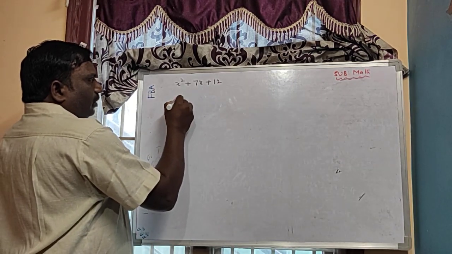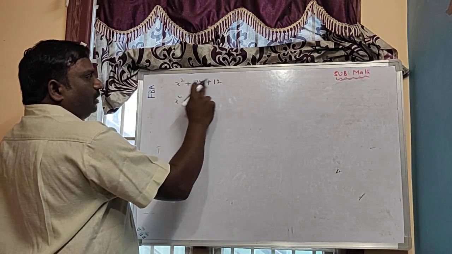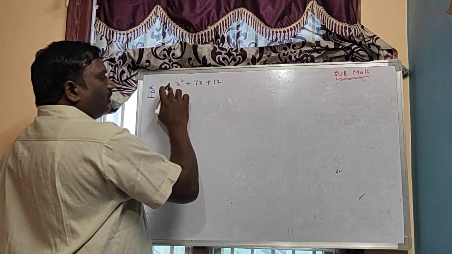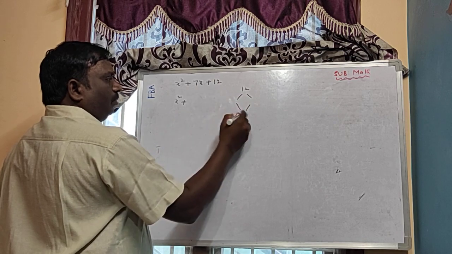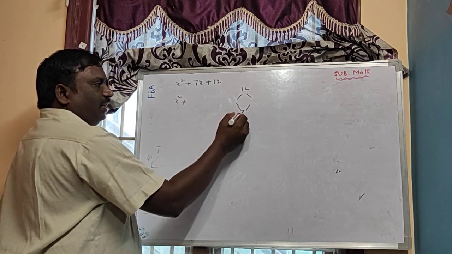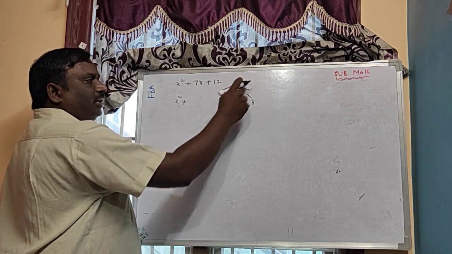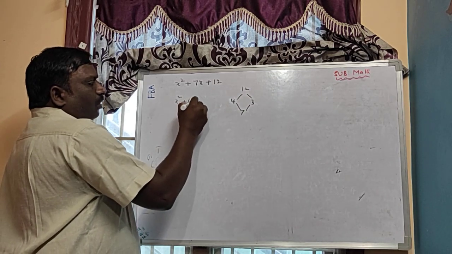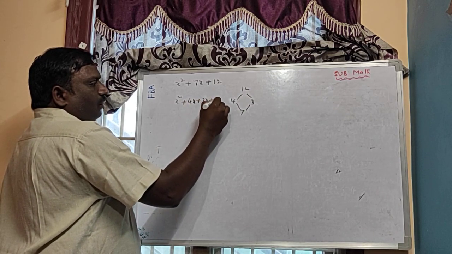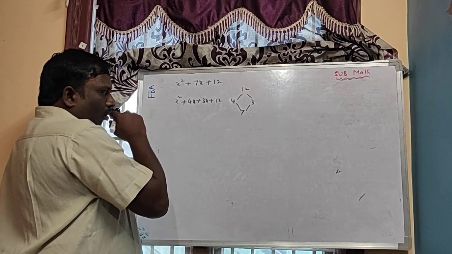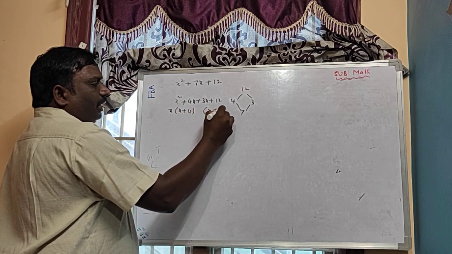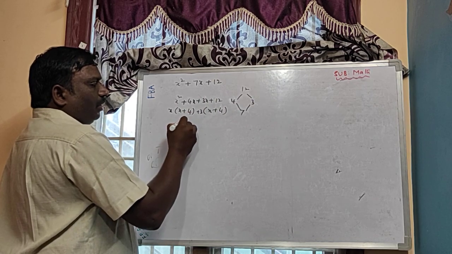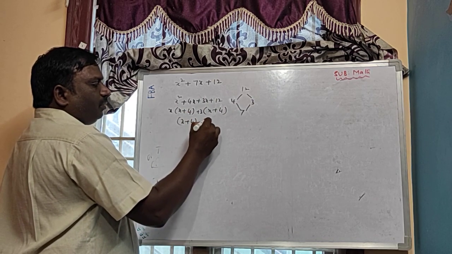So in x square plus 7x plus 12, the constant term is 12 and the x coefficient is 7. So 4 3s are 12 and 4 plus 3 is 7, so we write 4x plus 3x. These two values only I am writing. Take x common: x into x plus 4, and plus 3 common, if you take x plus 4 common, x plus 3.